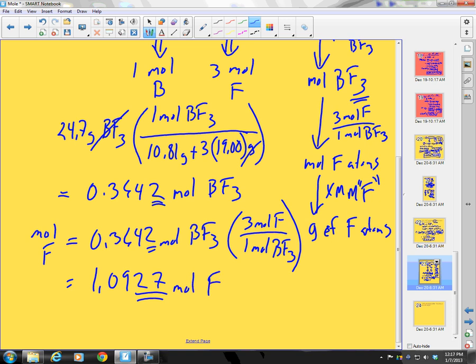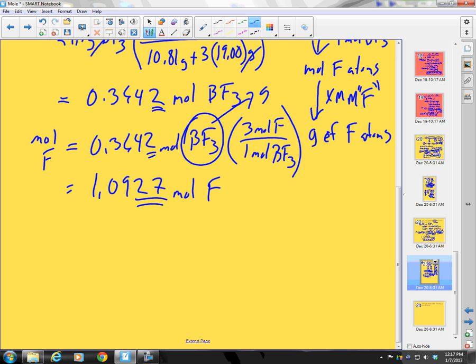Now, why am I not worried about this being diatomic? Well, because I'm not talking about this as a molecule or a standalone entity. I'm saying the question is, how many grams of F are in this compound? So I'm looking at F alone, not F2. You guys got that? Good. So I have moles of F. Now, how do I go from moles of F to grams of F?